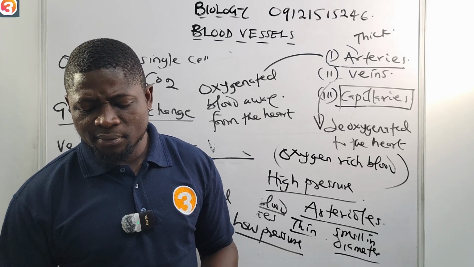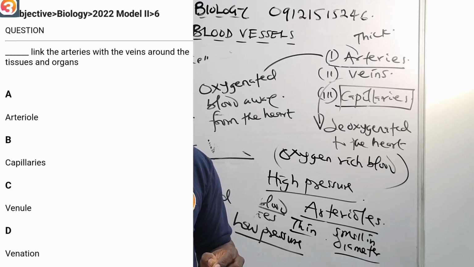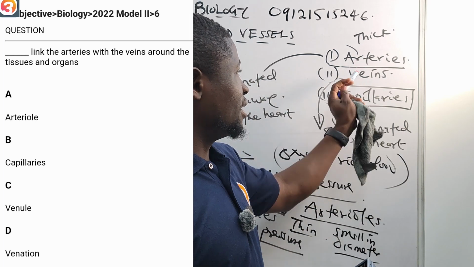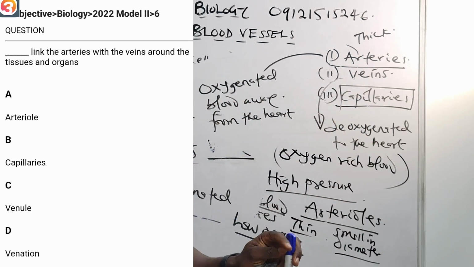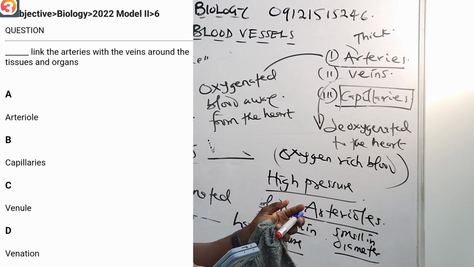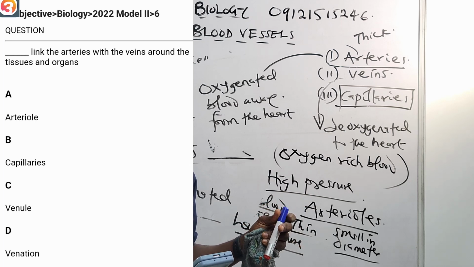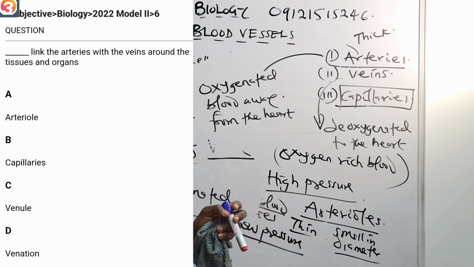So let us see 2022 number 6. They say dash links the arteries with the veins around the tissues and the organs. What links the arteries and the veins is the capillaries. So we're not going to dwell on that. A says arteriole, it's not arteriole. B says capillaries, correct. C says venule, no. D says venation, no.